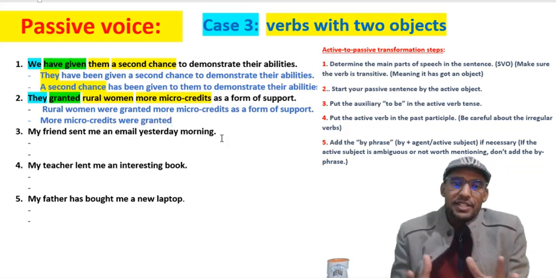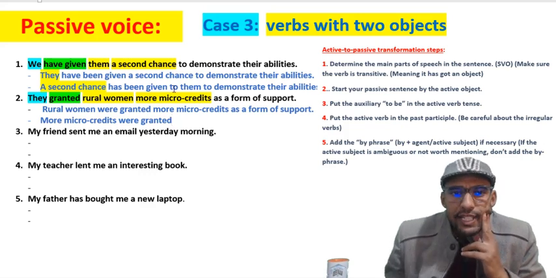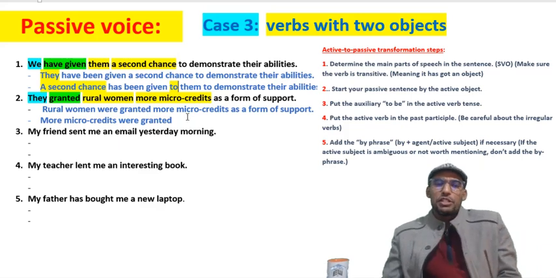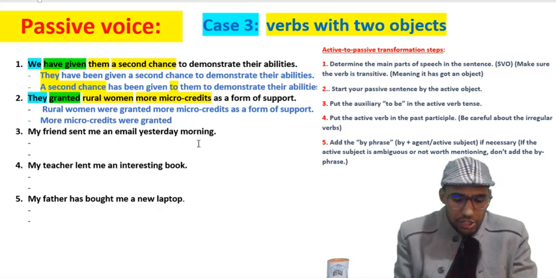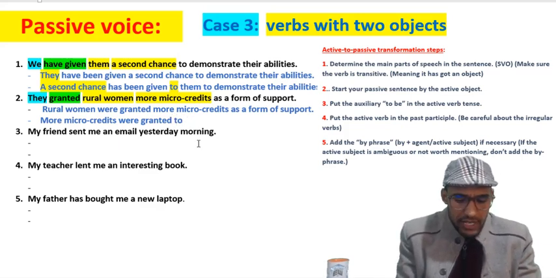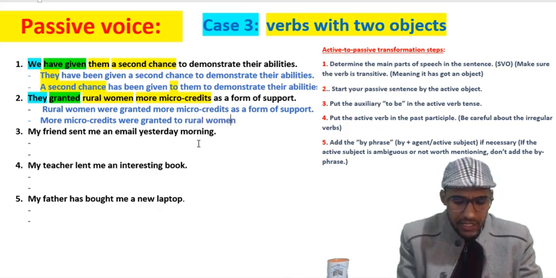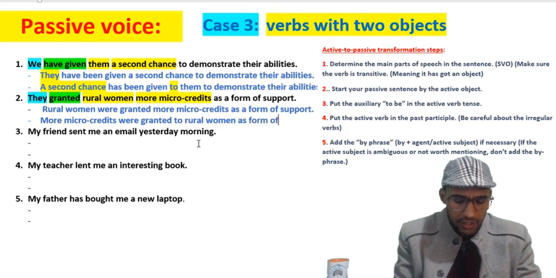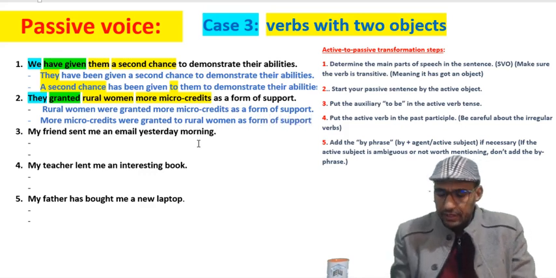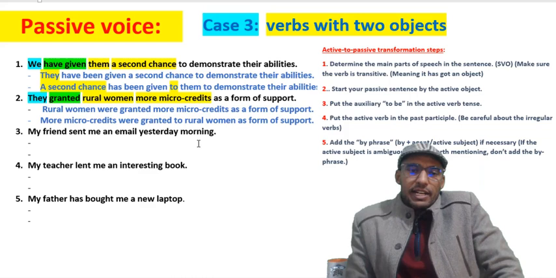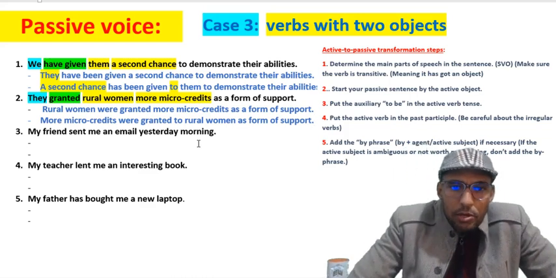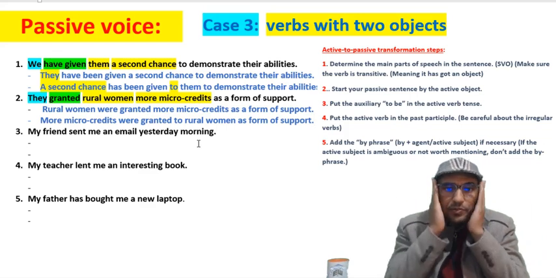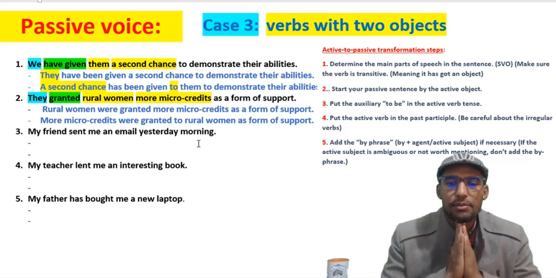Were granted here, as we said before, when we start with the direct object, we always need to add "to." Were granted to whom? To rural women. And then we complete our statement: as a form of support. Okay, you see, guys, how it goes right now. So more micro credits were granted to, or given to, rural women as a form of support.